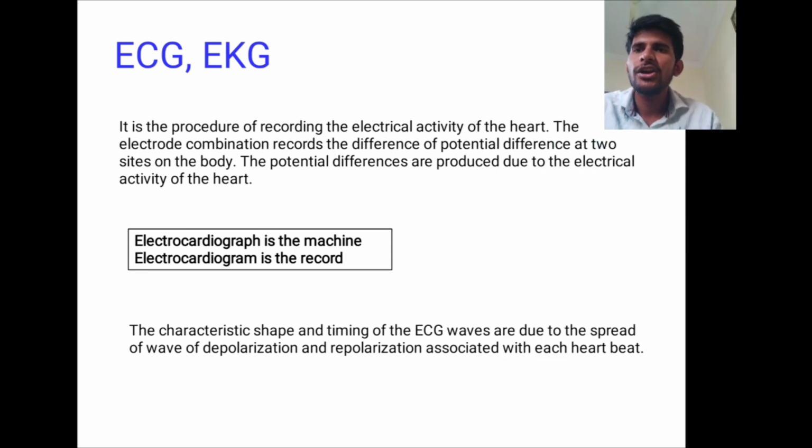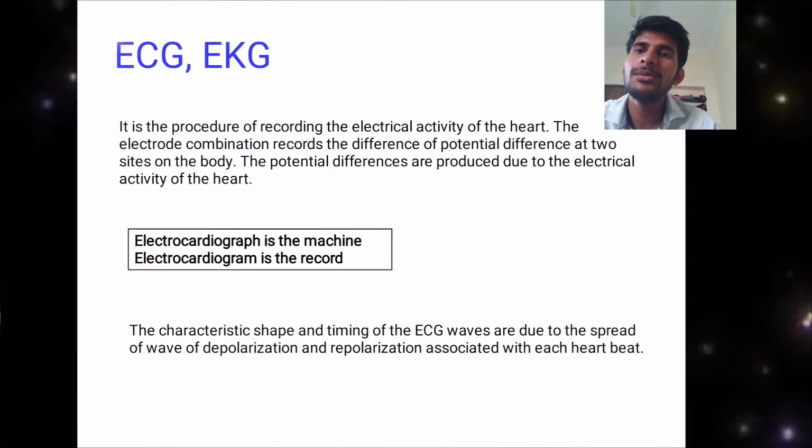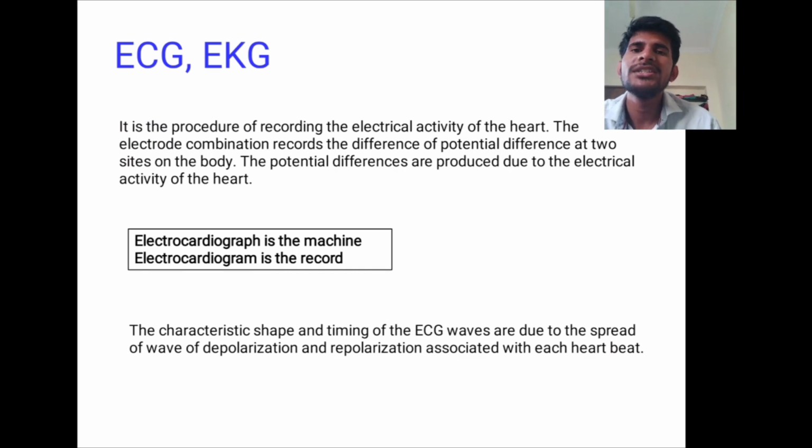ECG or EKG, electrocardiogram, is a procedure of recording the electrical activity of the heart. The electrode combination records the potential difference at two sides of the body. The potential differences are produced due to the electrical activity of the heart. Electrocardiograph is the machine. Electrocardiogram is the record. Electrocardiography is the technique.